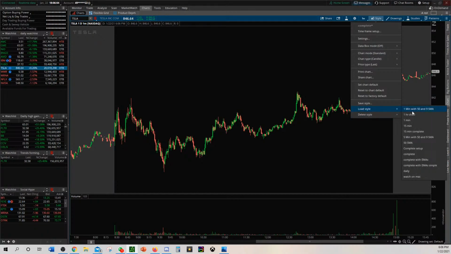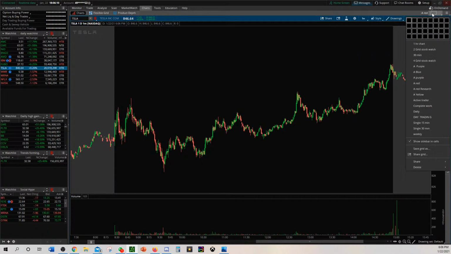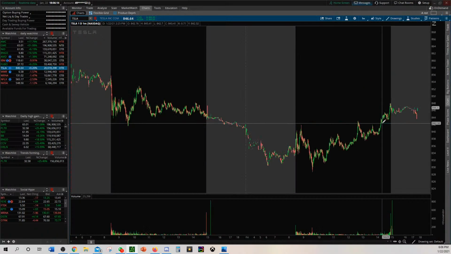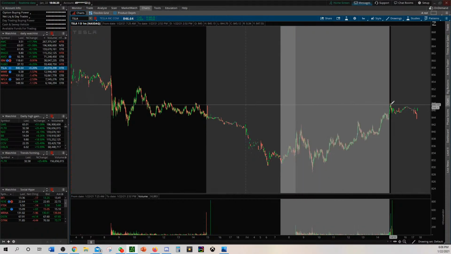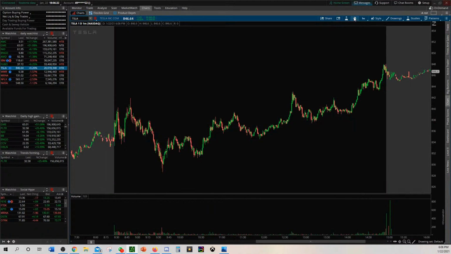Load style. I don't have the default style that I used to have. Let's see if I can find it. Daily. I don't have it. Okay, well, I do not have the default. So we'll just go through and I'm just going to show you how to make a chart look like this. Make it all clean.